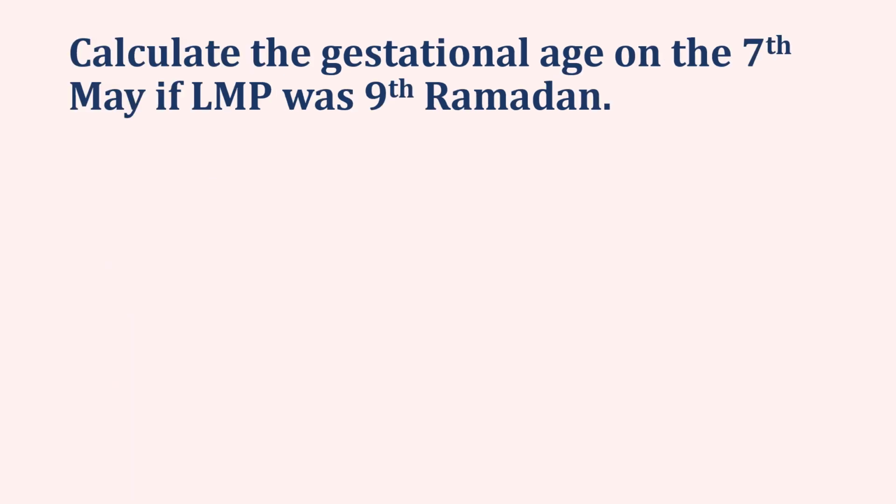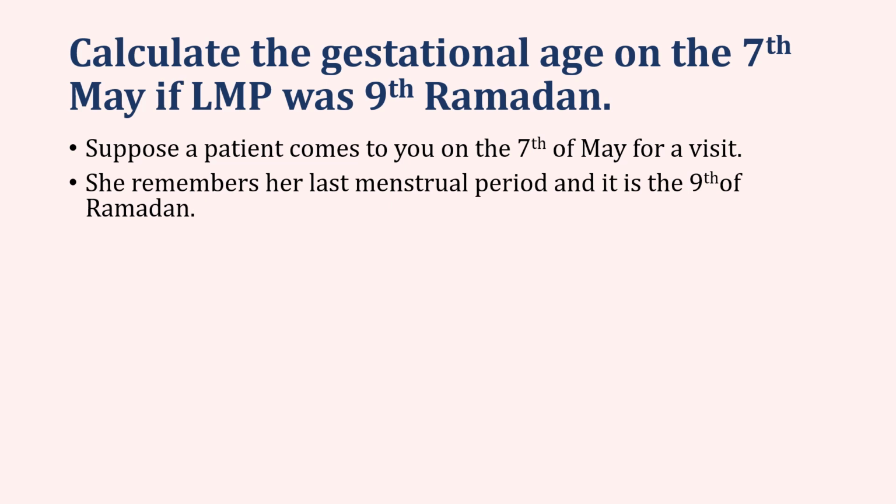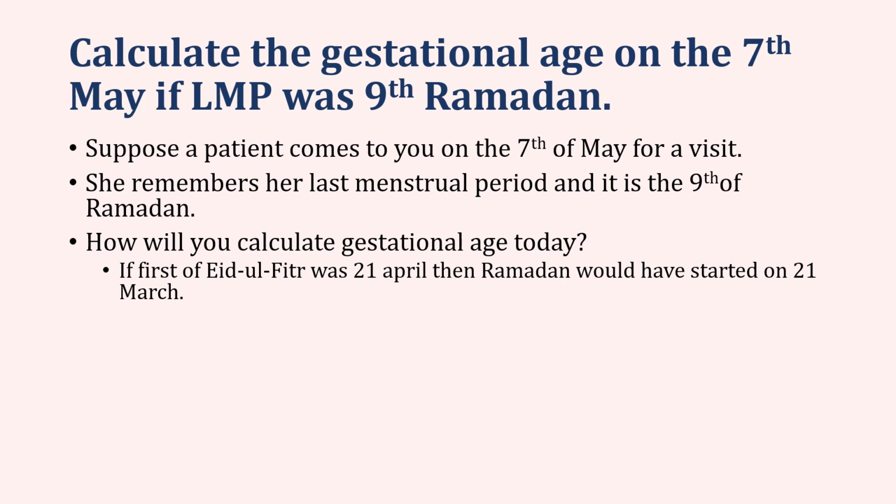Now let's go on to a case where a woman presents on the 7th of May and her last menstrual period was the 9th of Ramadan. So how will we calculate her different dates in this year? Supposing the patient comes to you on the 7th of May for a visit and she remembers her last menstrual period was the 9th of Ramadan. Then how will you calculate gestational age today, that is on the 7th of May?